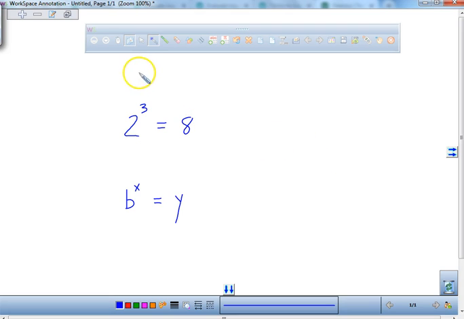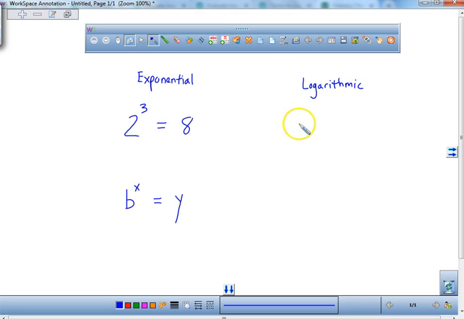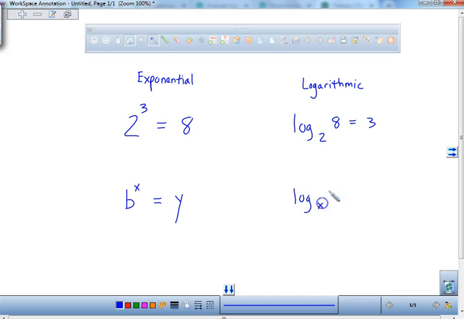Well, if I wanted to convert this, remember, this is in what form? Form of an exponent. So I'm going to call it exponential form. But I want to change it from exponential form to what's called logarithmic form. And watch what I do. I'm going to put log base 2 of 8 equals 3. This is the form that you would have it in. So if we're using this, we would say log base x, it's not base x, silly me, it's base b, put y equals x.